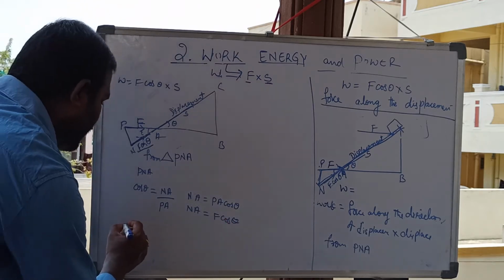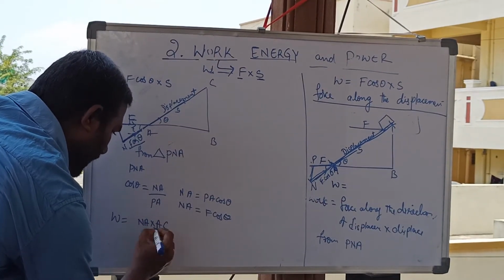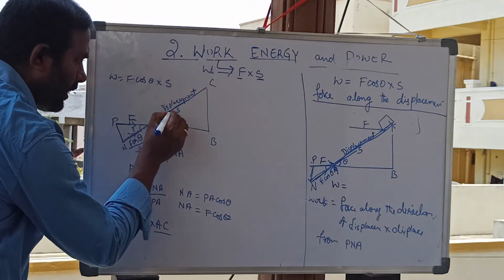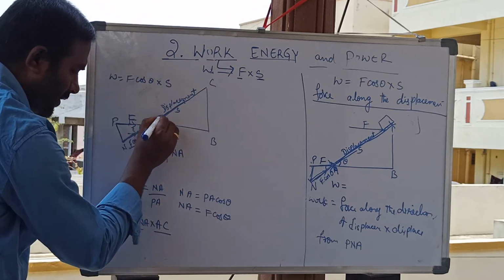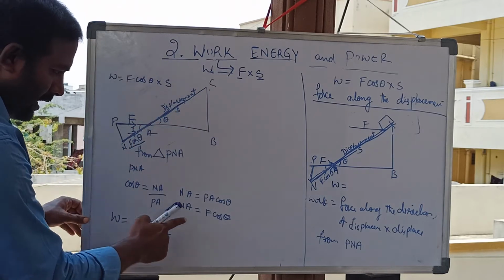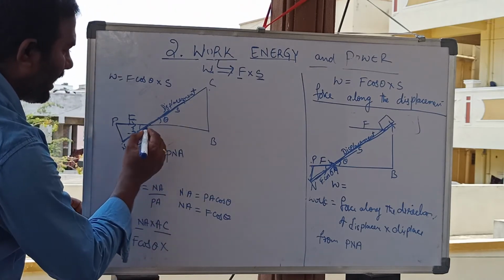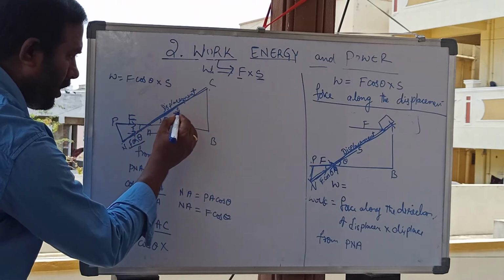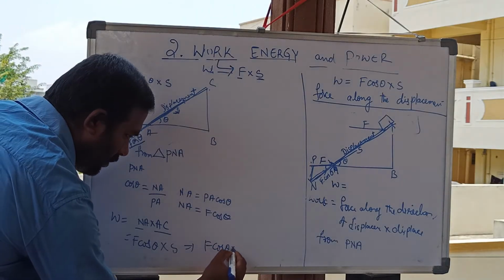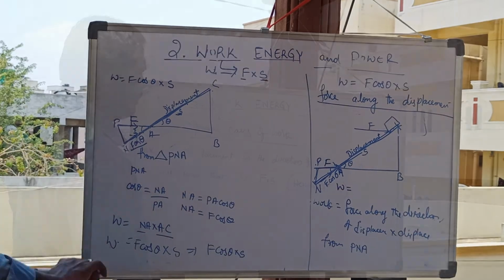Now work is equal to NA into AC. Why are we writing NA into AC? Work is done along the direction of displacement. That means force is applied along the direction of displacement. This is NA into AC. What is NA here? F cos theta. And AC is S. Therefore, W is equal to F cos theta into S. This is how we will write.